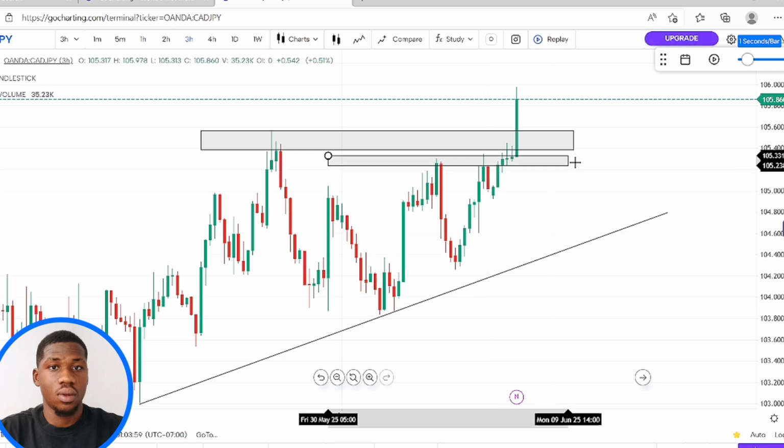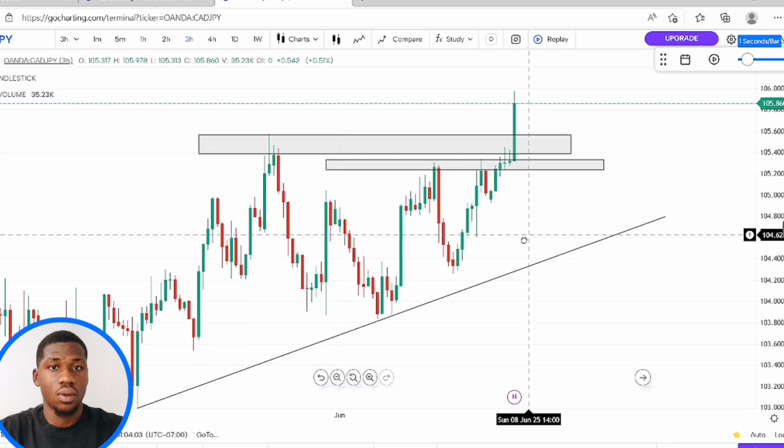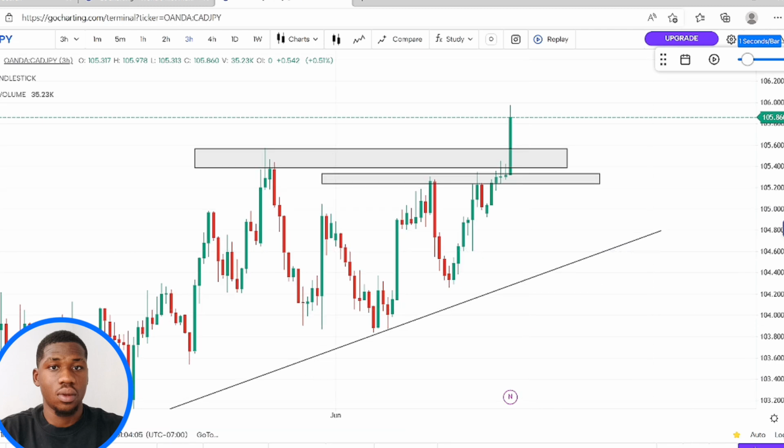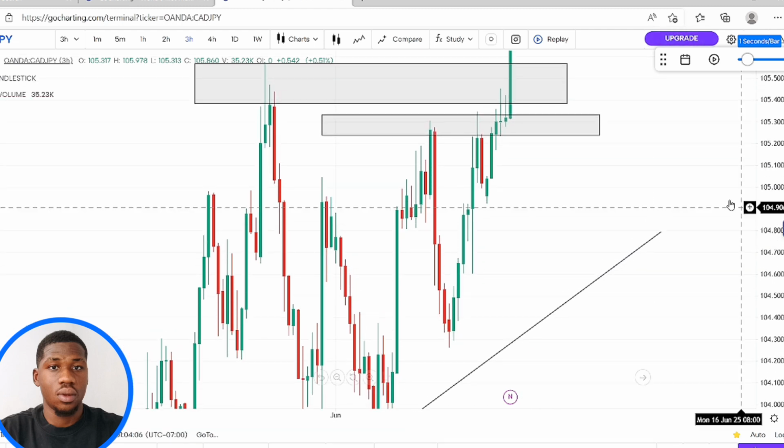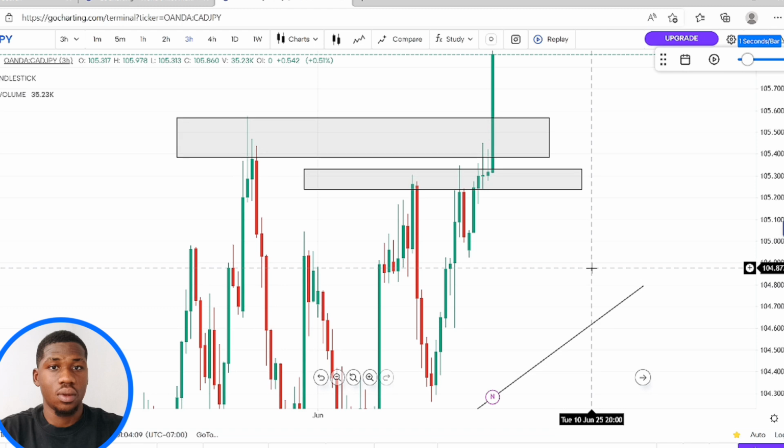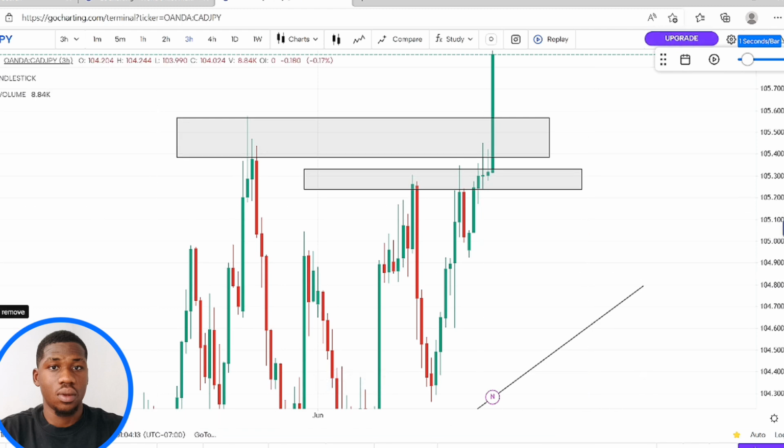Now you may ask me, sir, why did you have two zones like this? If I zoom out from here, make sure you understand what I'm saying. If I zoom out from here, you can see a space between these two levels. You can see a space from here to here, right? You can see this space.